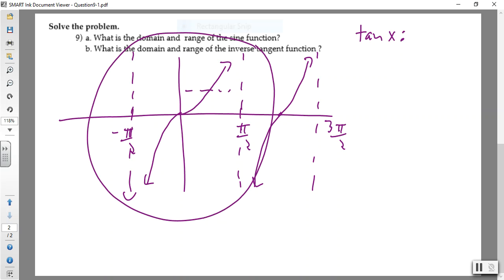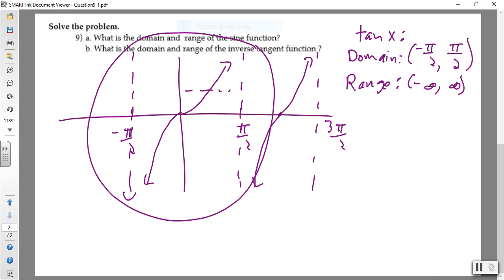So if we do the domain of just that section of the tangent function, we know that the asymptotes are not defined. So the domain is going to go from -pi over 2 to +pi over 2. And then if we look at the range, every value is being used. So the range is going to go from -infinity to +infinity.